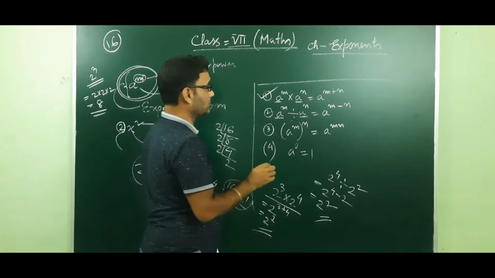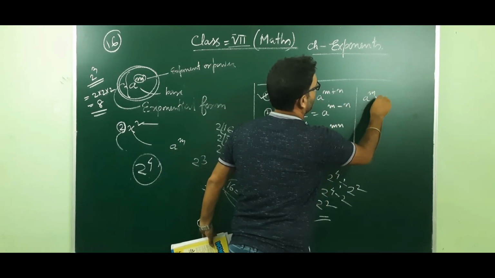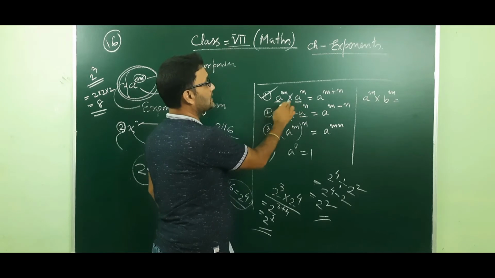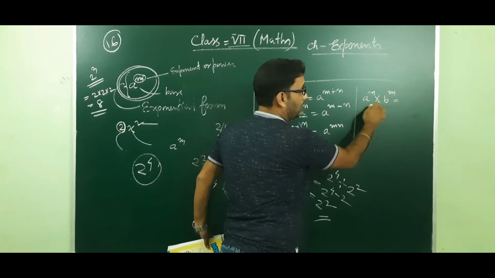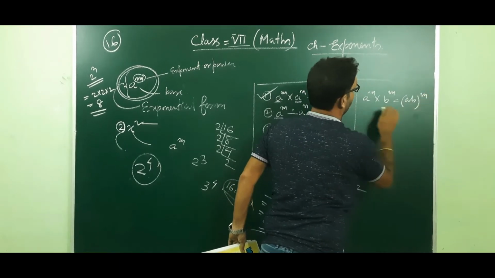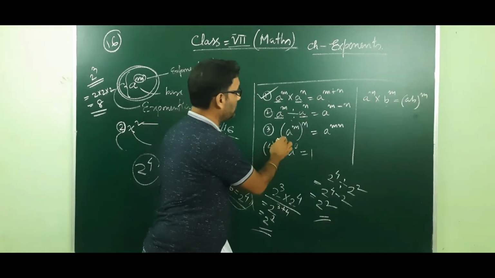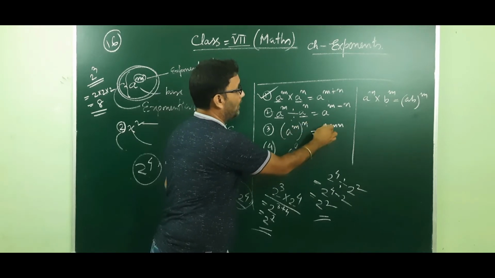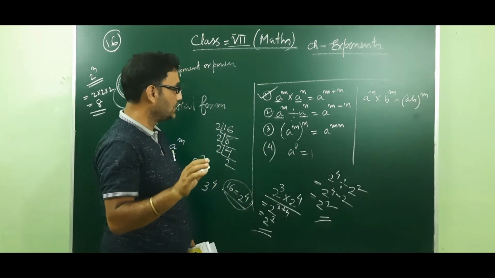Then another thing I will show you. Suppose a to the power m into b to the power m. In that case, here the powers are equal but the bases are not equal. What will you do? You will write ab to the power m. That means both the bases will multiply and you write the same power. The next, suppose a to the power m to the power n. Then we multiply the powers: a to the power mn. And any number to the power 0, its answer is 1.